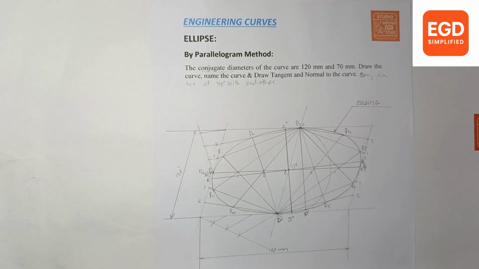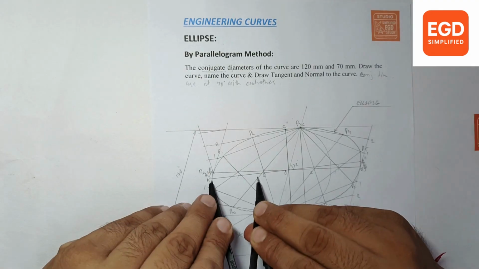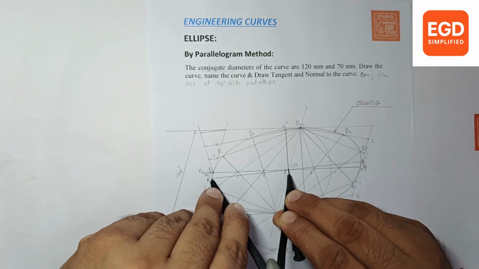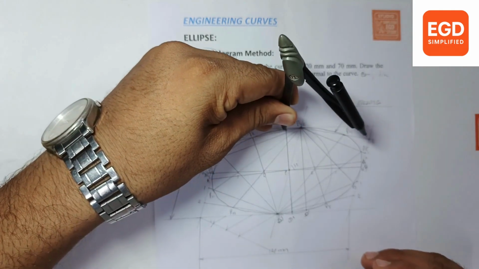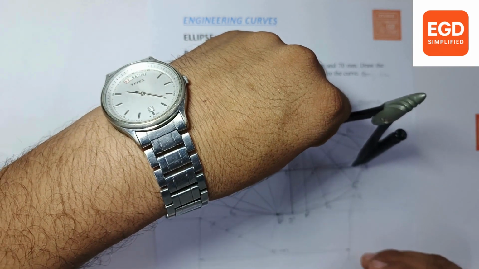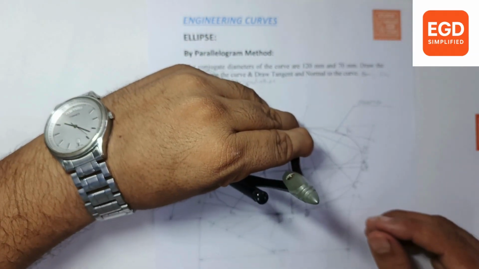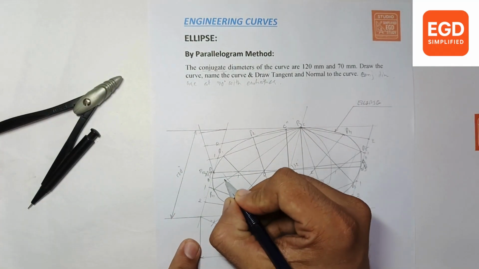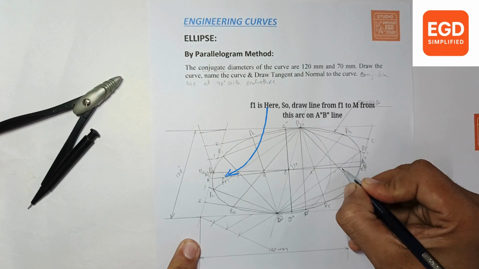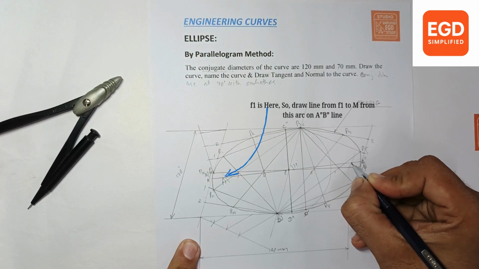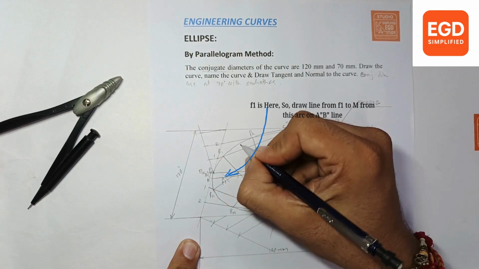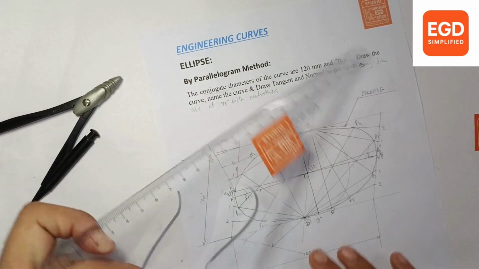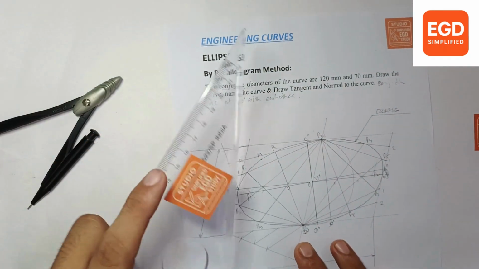Now for tangent and normal, we will follow the same for major diameter. Take a measurement from A double dash to O, put your rounder on C double dash, draw arc on A double dash, B double dash, your major diameter line F1, and this is your arc, so F2. Take any point M on the curve, connect end point with both focus.